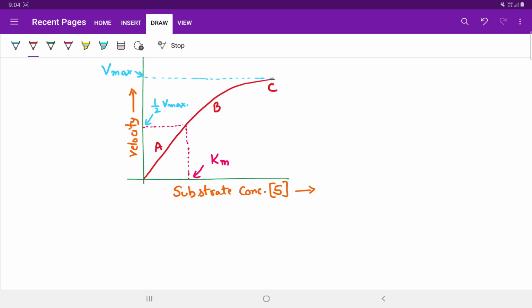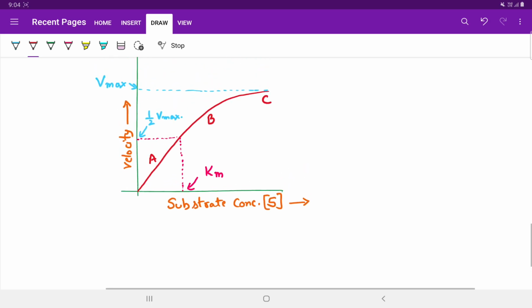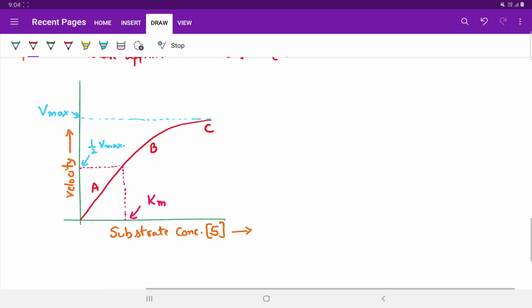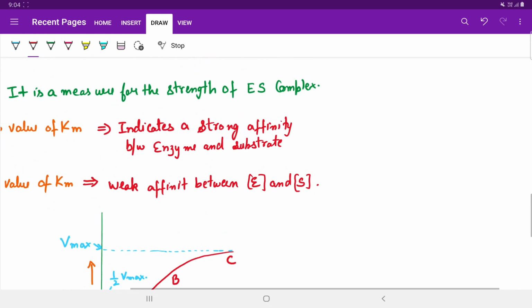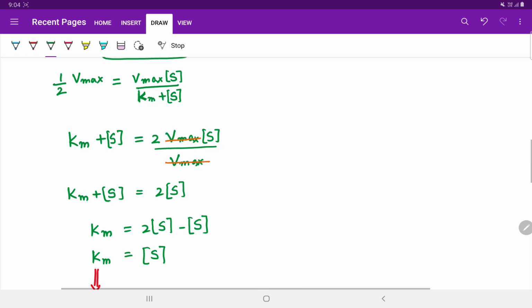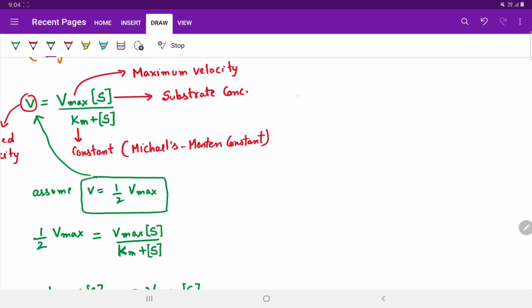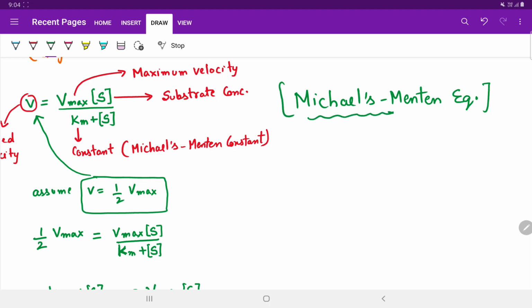Now, how can the value of Km be determined? So, students, before proceeding to that, we must be clear that this enzyme kinetic equation is also known as the Michaelis-Menten equation. So, don't get confused in this. This is an equation for Michaelis-Menten equation. Now, this is the Michaelis-Menten equation.